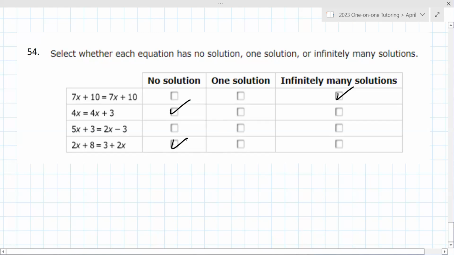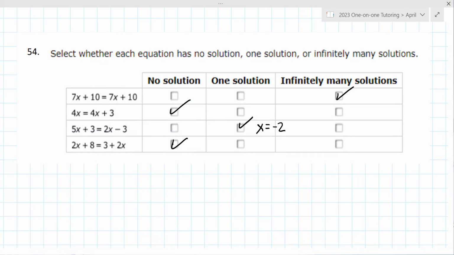Okay. What about the middle one? It has one solution. Okay. What is the solution to that one? Subtract 3 and -6. So -3. So 3x equals -6, x equals -2. Good. All right.